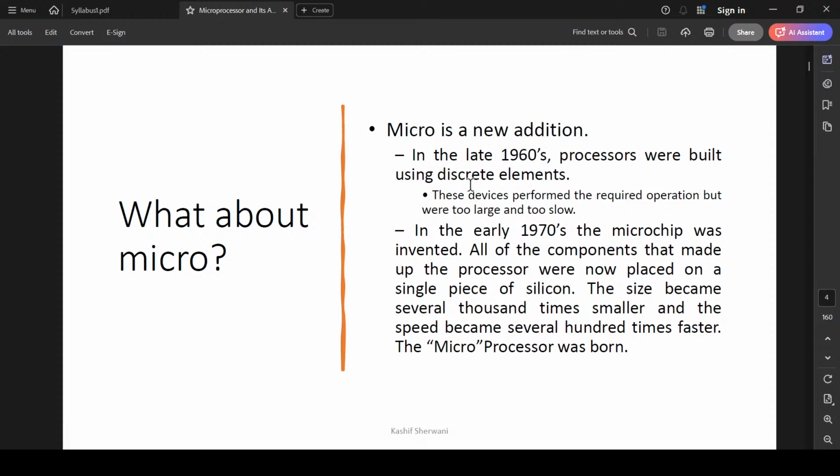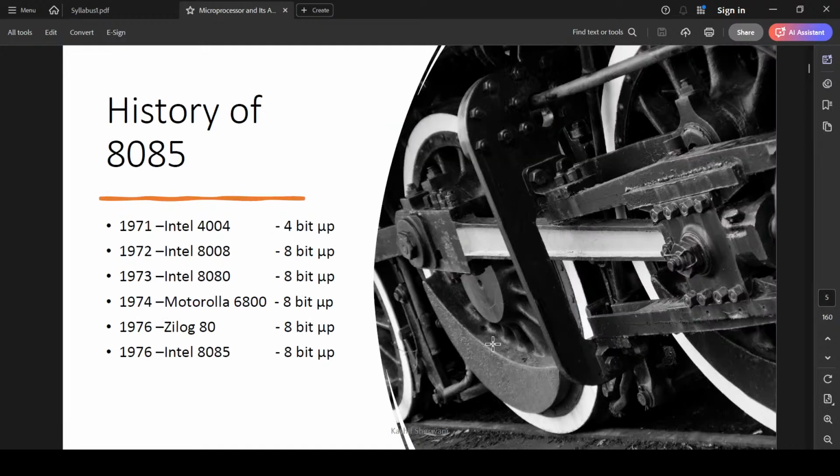It was in the 1960s when processors were becoming small, more compact. These devices performed the required operations but were too large and too slow. In the 1970s, the microchip was introduced. It was invented, and the components were made from the silicon element, or you can say silicon compound. The size became thousand times smaller, that is milli, and then again hundreds of times, so it becomes micro. So the microprocessor was born.